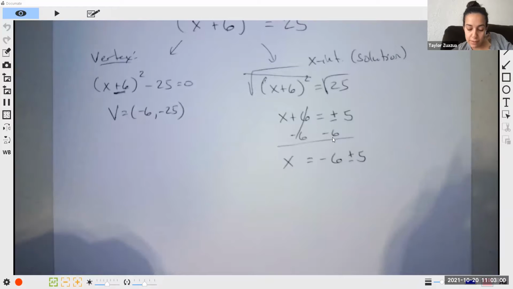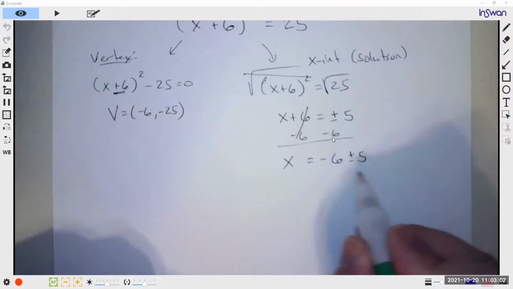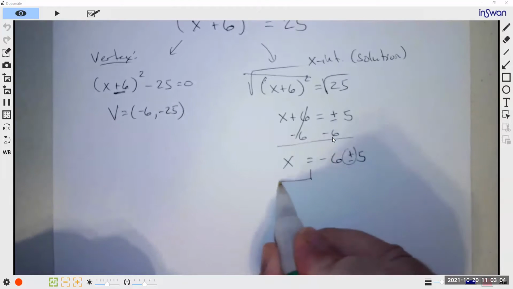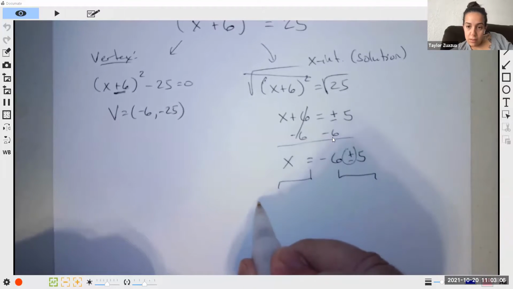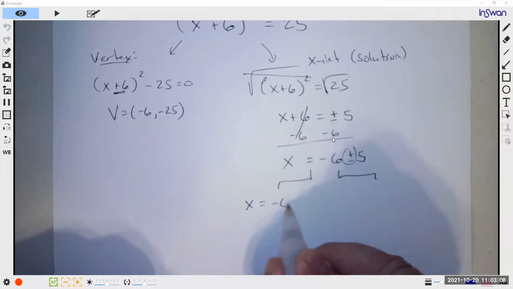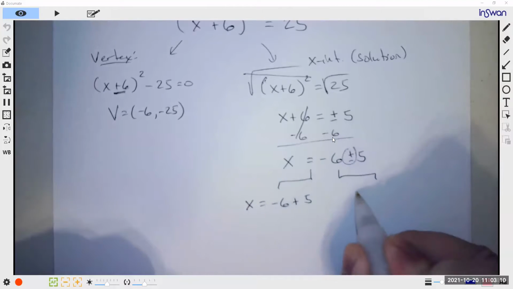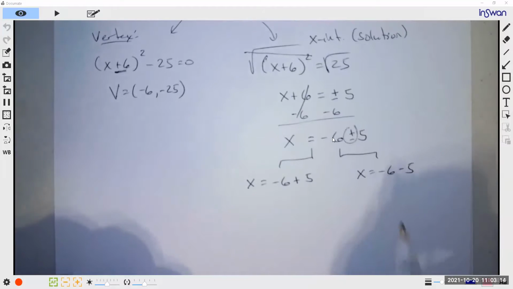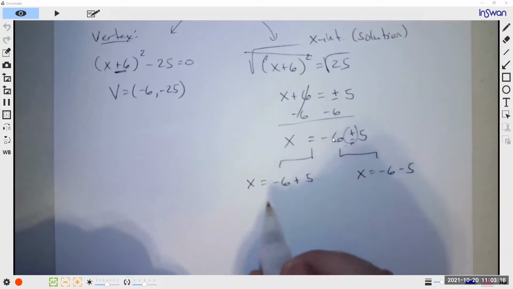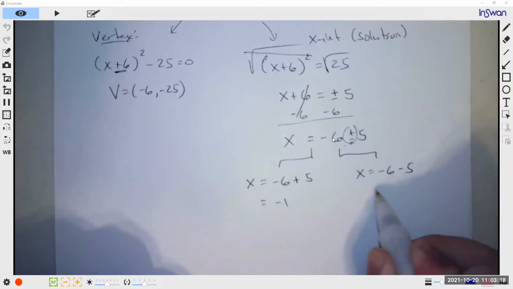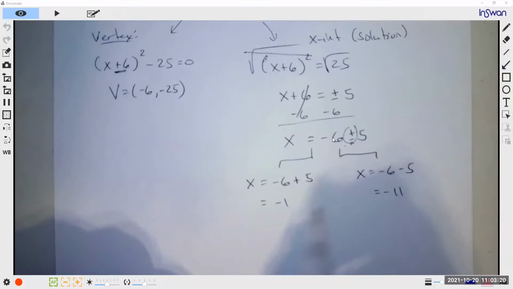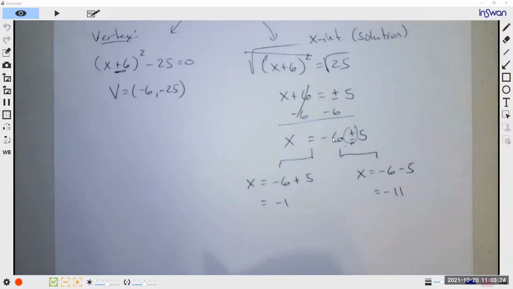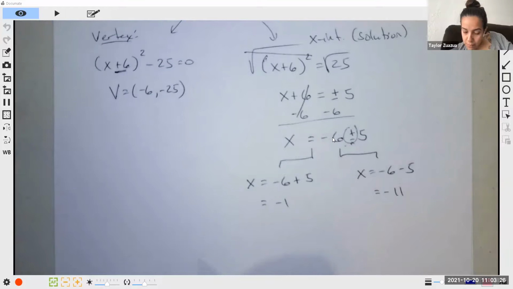There are two possible answers: negative 6 plus 5, and negative 6 minus 5. You have to take both of those answers. So negative 1 and negative 11.